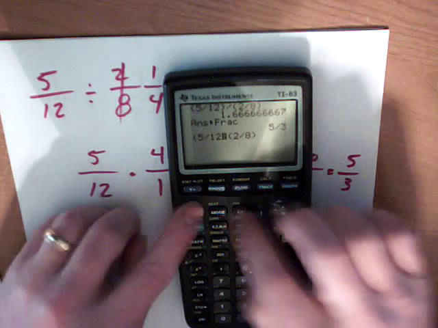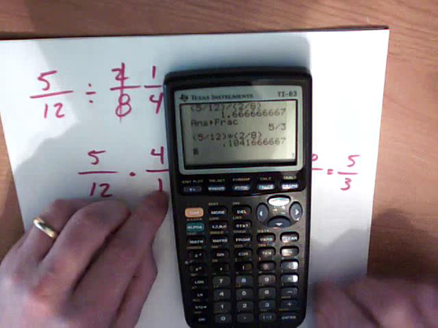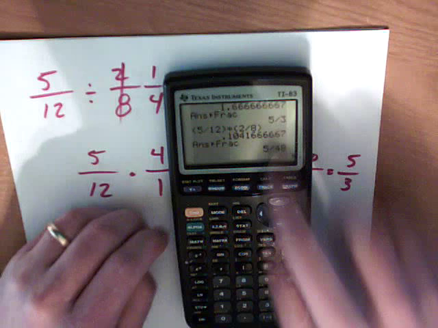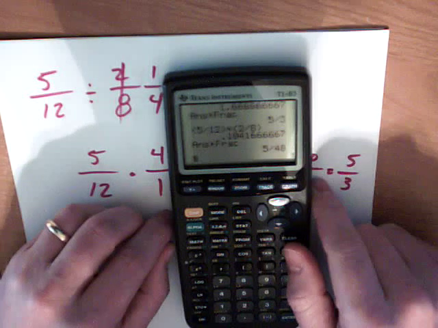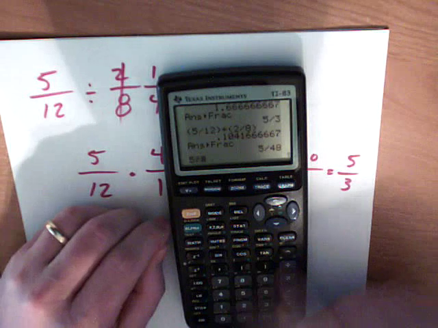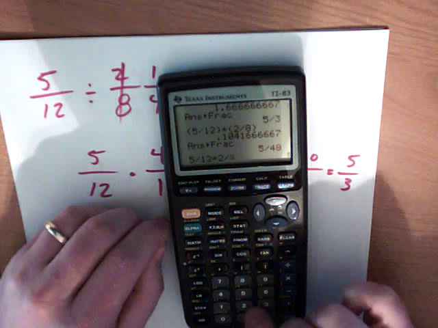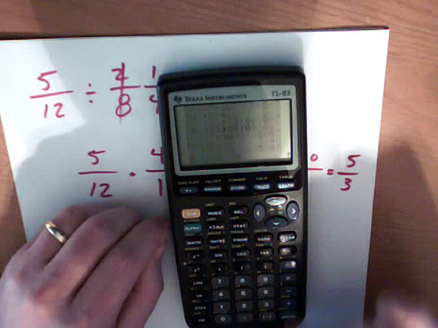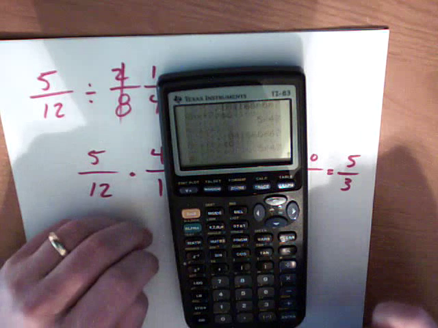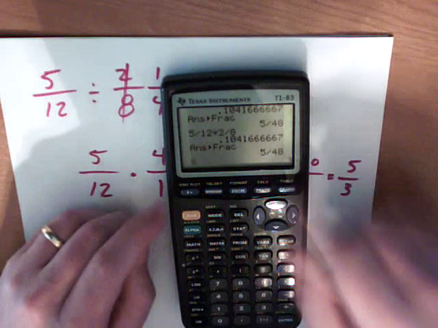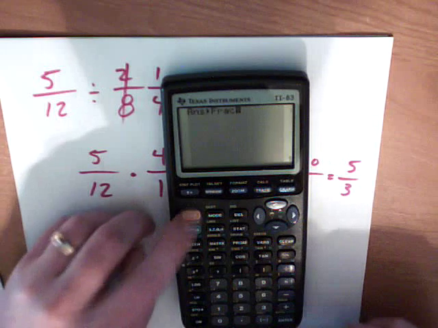didn't have parentheses, I'd get 5 divided by 48, 5 over 48. Now if I didn't have the parentheses, I get the same answer. But with division, it's completely different.